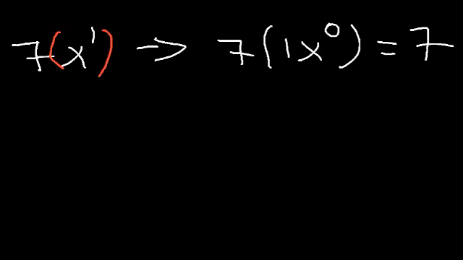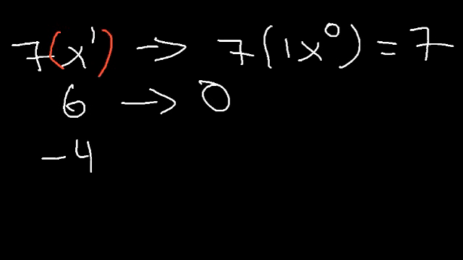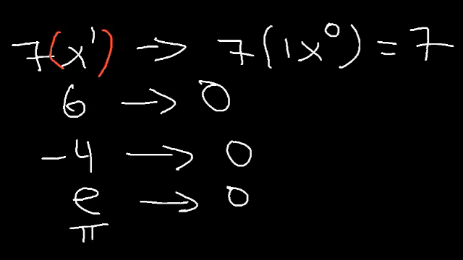Now what is the derivative of a constant like 6? The derivative of a constant is 0. So the derivative of negative 4 is 0. The derivative of e without the x is 0. And for pi without the x is 0.